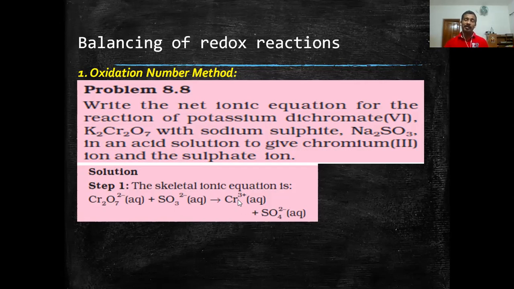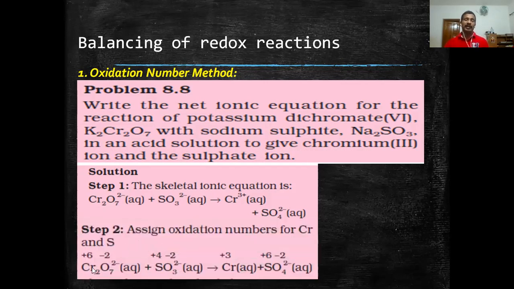Cr3+ is an ion with only one atom, therefore the oxidation state is its charge, that is +3. Then SO4 2-: 4 oxygen atoms, 4 into -2 is -8. 2 negative charges remaining, so -6 is neutralized by sulfur. So sulfur has +6 oxidation state. You have to write it here. Chromium +6, sulfur +4, chromium +3, sulfur +6.